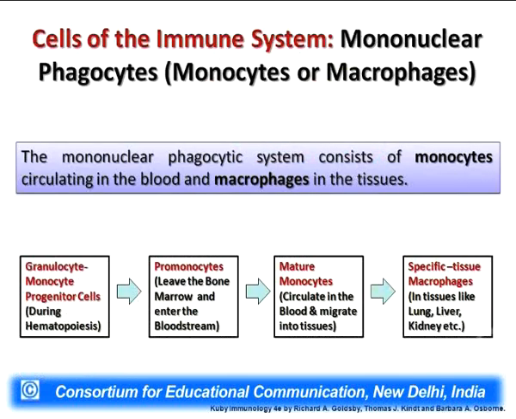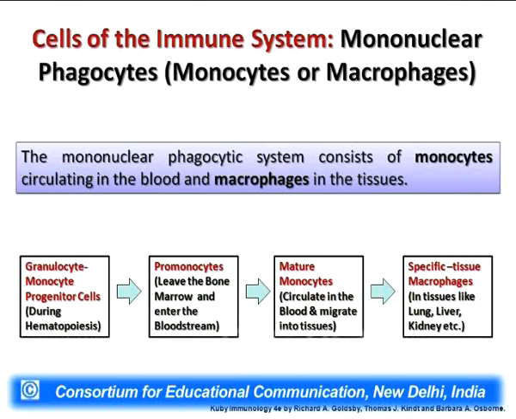Now the second class of cells of the immune system are broadly classified as the mononuclear phagocytes. All these cells have the property of phagocytosis. There are two subclasses under this category: the monocytes, which circulate in the blood, and the macrophages, which are present in the tissues.